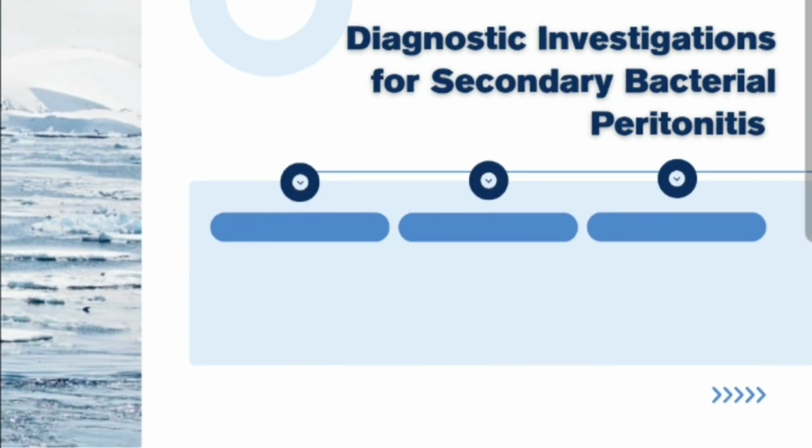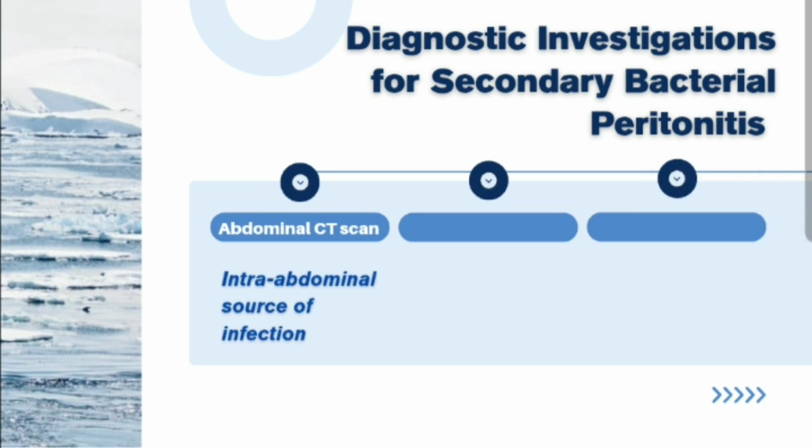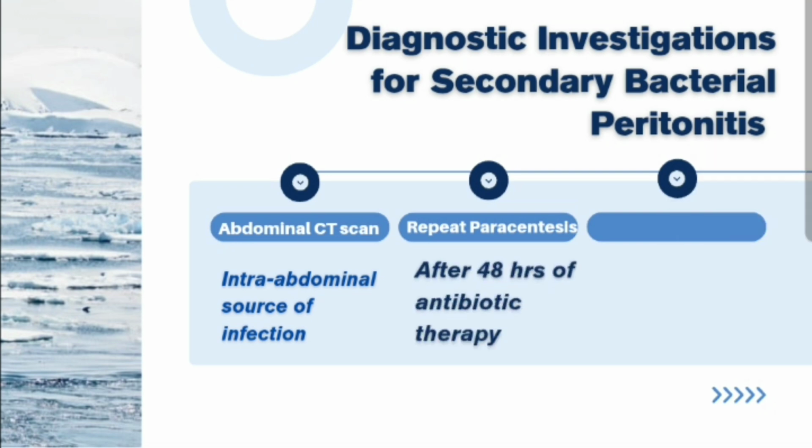Now let's discuss the diagnostic investigations for secondary bacterial peritonitis. If secondary bacterial peritonitis is suspected, an abdominal CT scan of the upper and lower GIT should be obtained to look for evidence of an intra-abdominal source of infection. However, if CT findings are negative and there is still strong suspicion of secondary peritonitis, then repeat paracentesis should be performed after 48 hours of antibiotic therapy to see if the polymorphonuclear neutrophil count is decreasing or not.